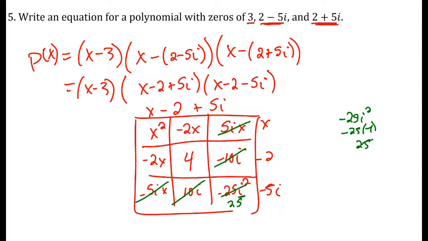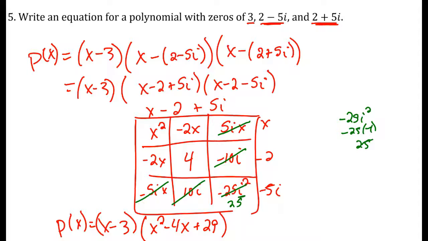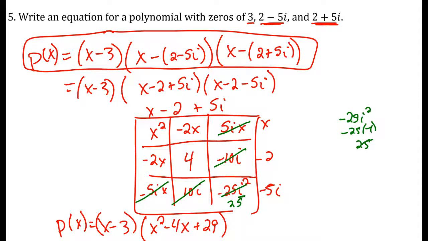So after I multiply these together, I end up with x squared minus 4x, and 4 plus 25 is 29. So that's the product of those two, and I have to multiply that by x minus 3. I could do that, but I'm going to save us some time here. You can make a table, and I know you can all distribute that in to get a polynomial in standard form. Notice that it didn't say in standard form, so I am fine with this answer here, because it didn't mention standard form at all.